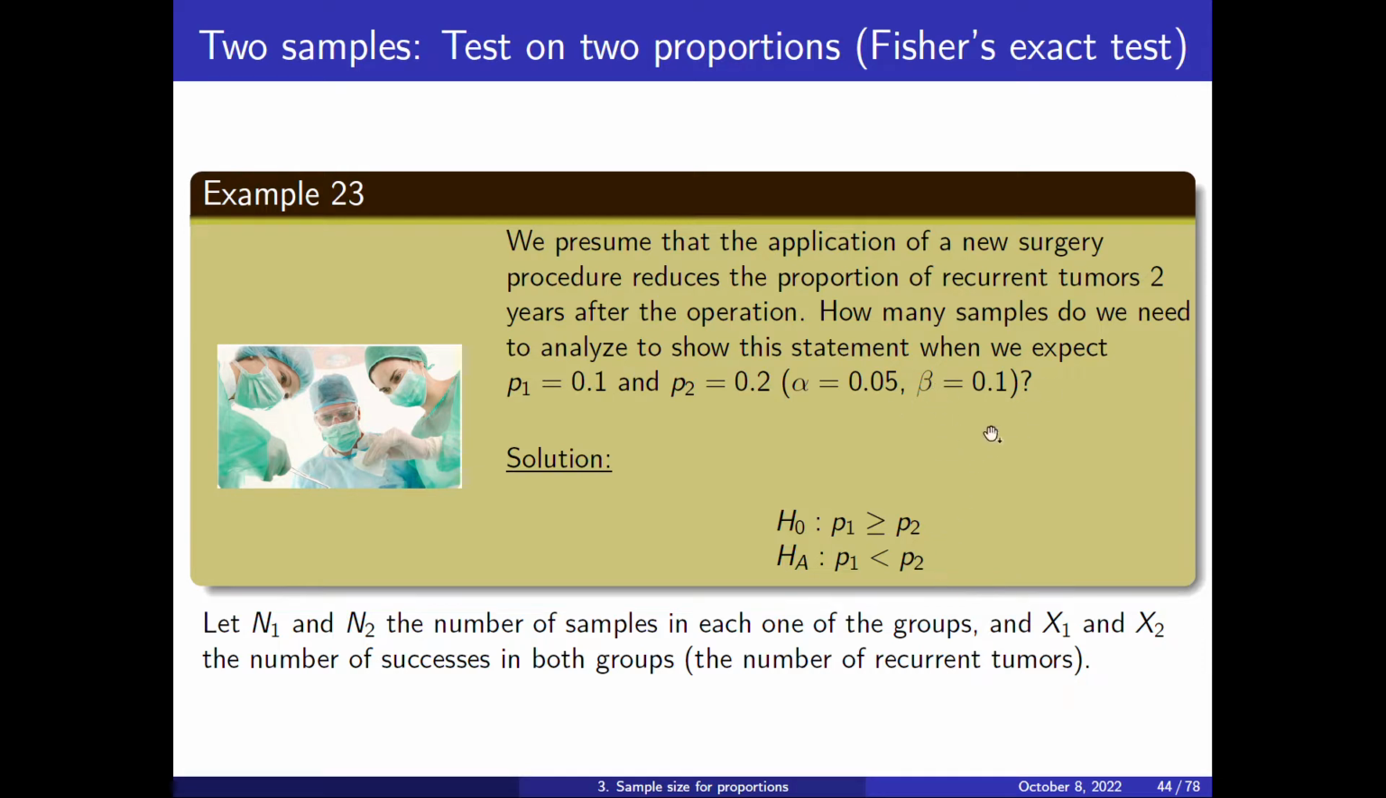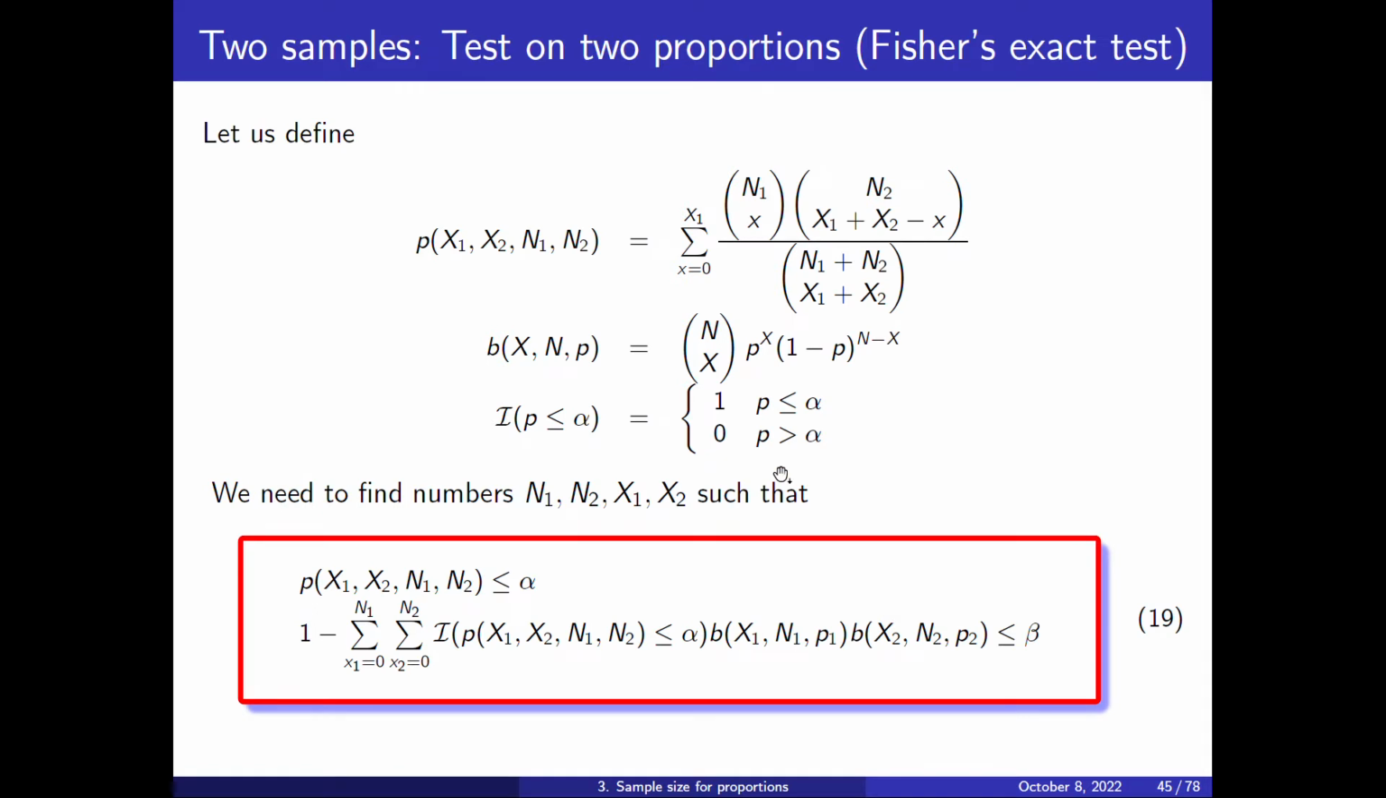This statistical power applies if the difference is this much, then we already want to have this 90% of statistical power. So we need now to find the sample size in each one of the groups, N1 and N2, and two critical values, X1 and X2, for this comparison. So yeah, calculations are a bit different.